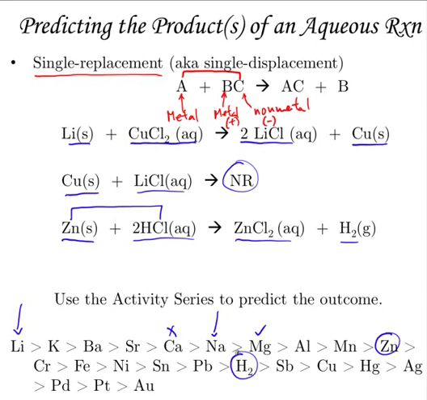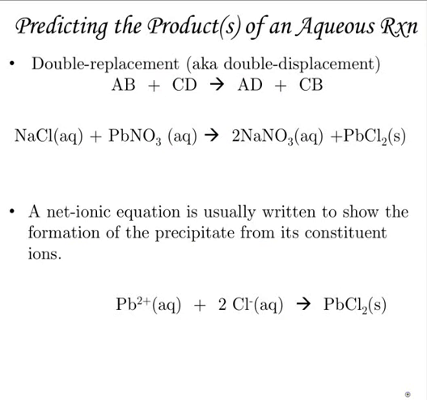So yes, this activity series does predict that zinc is going to come in and displace hydrogen in a single replacement reaction. Now here's the thing. When hydrogen is displaced, it always forms hydrogen gas. Okay, so when displaced in a single replacement reaction, it's going to form H2 gas. All right, so this is how we use an activity series for single replacement reactions.